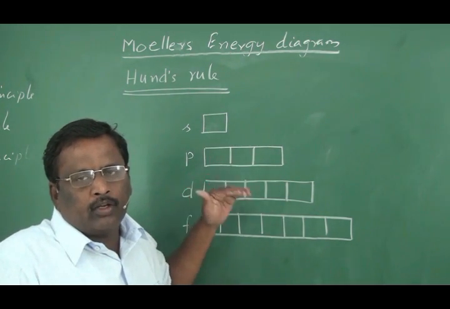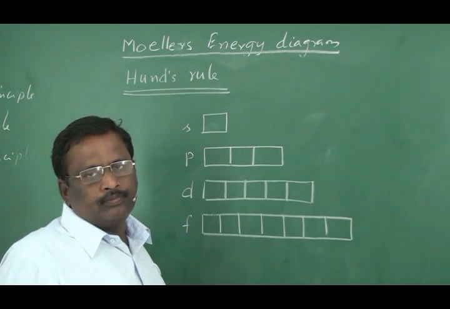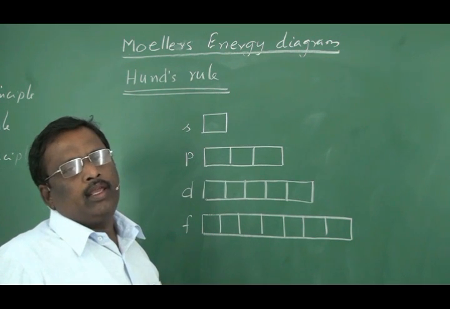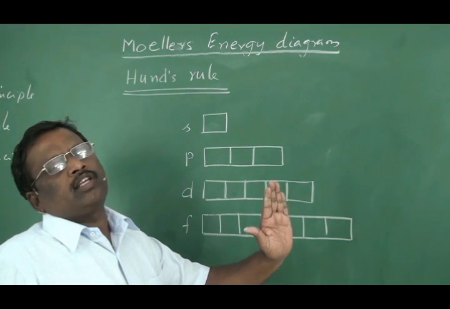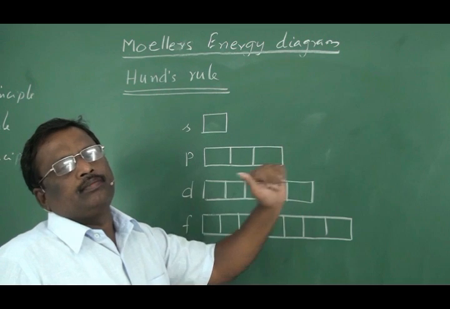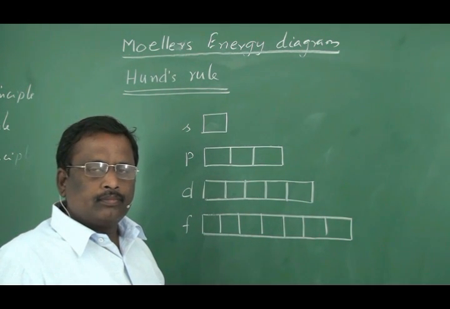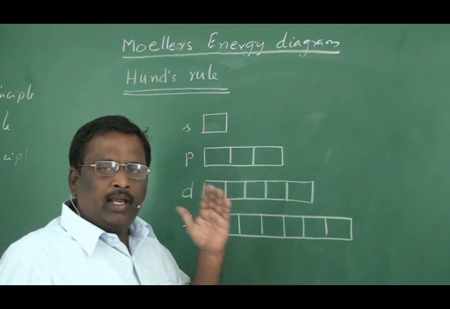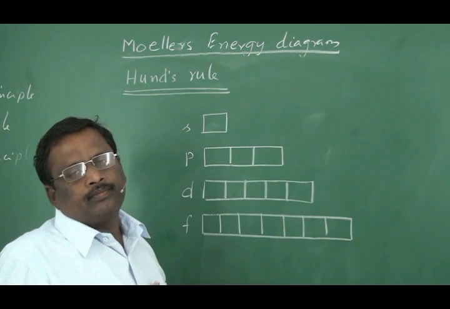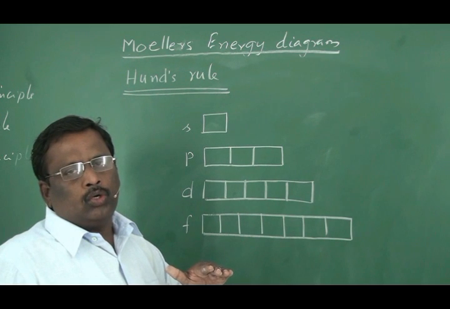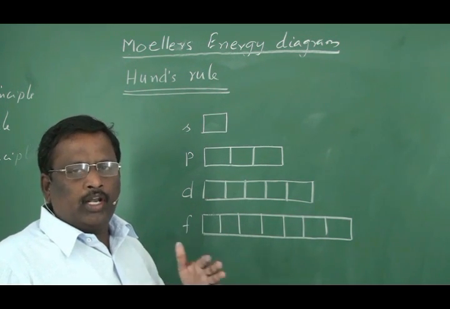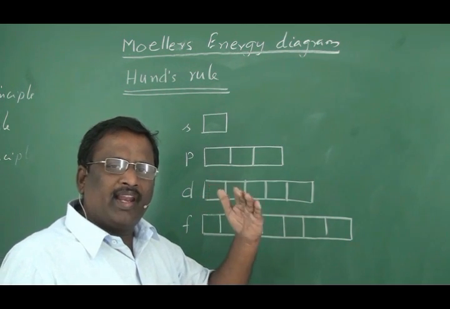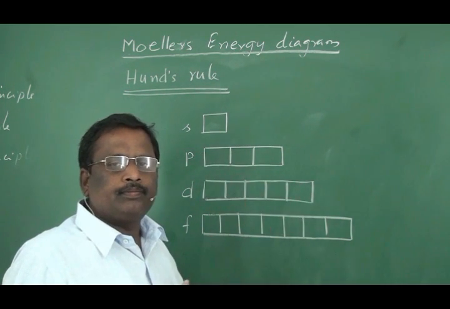When electrons are entering into degenerated orbitals, the pairing of electrons will take place only when all degenerated orbitals are filled with 1 electron each.